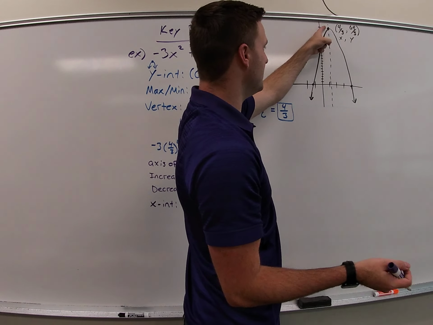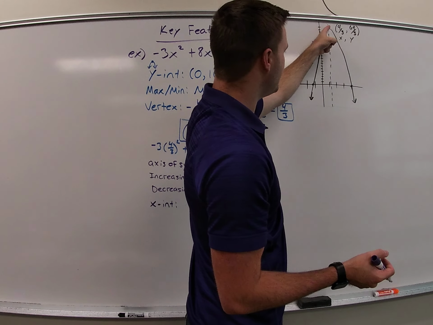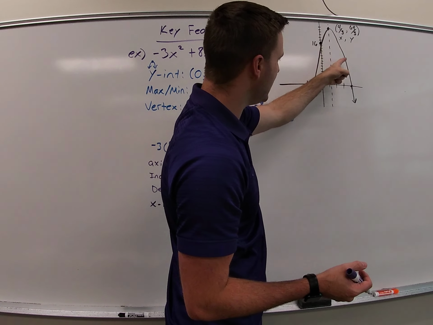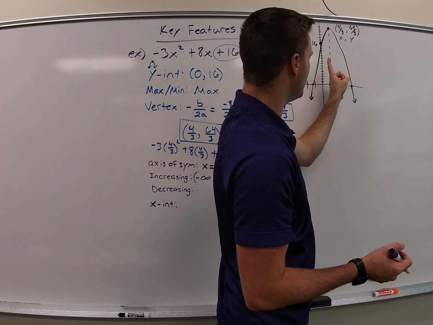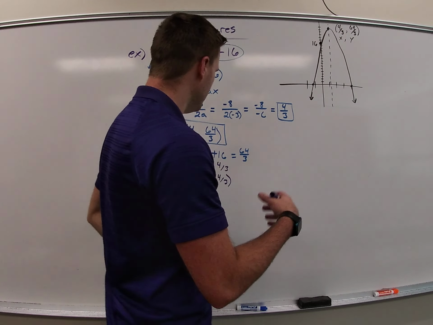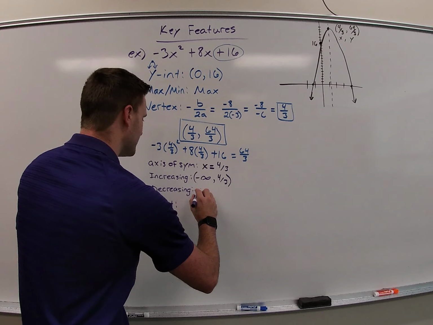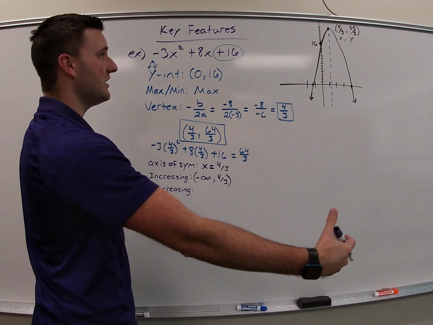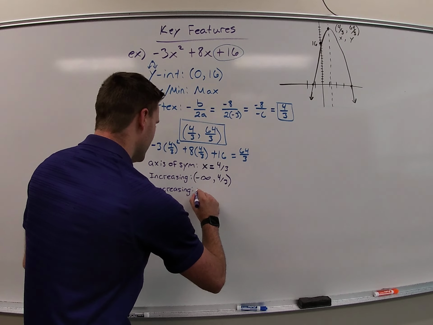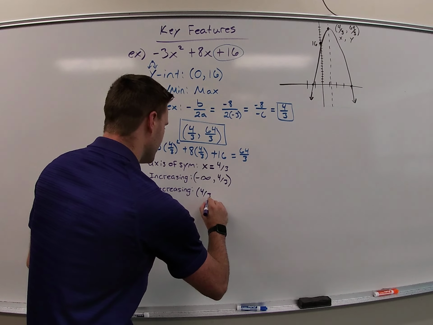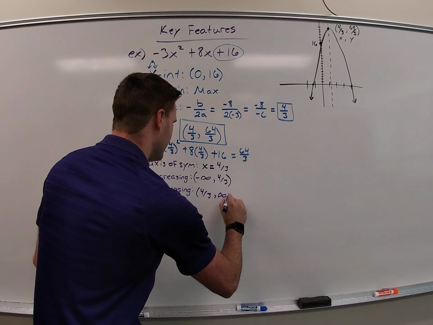Then we have this change of direction at 4/3. We hit our maximum point at 4/3, and now I change direction from 4/3 all the way to positive infinity. As x gets larger and larger, what are we doing? We're going down, meaning we're decreasing. So we're decreasing for all of our x values greater than 4/3, or from everywhere from 4/3 to positive infinity.